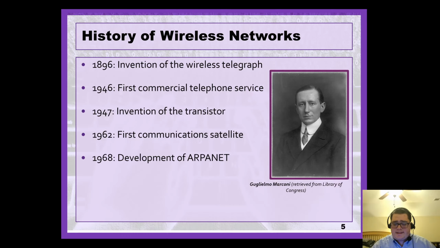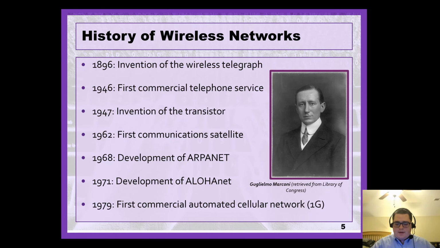In 1968 came the development of ARPANET. ARPANET went on to be a precursor of the internet. ARPANET was created for the military to send wireless communications. And in 1978, it was followed up with AlohaNet. AlohaNet introduced a lot of the wireless protocols and models that are still used today. And it was created by a Hawaiian university to communicate wirelessly across various Hawaiian islands.